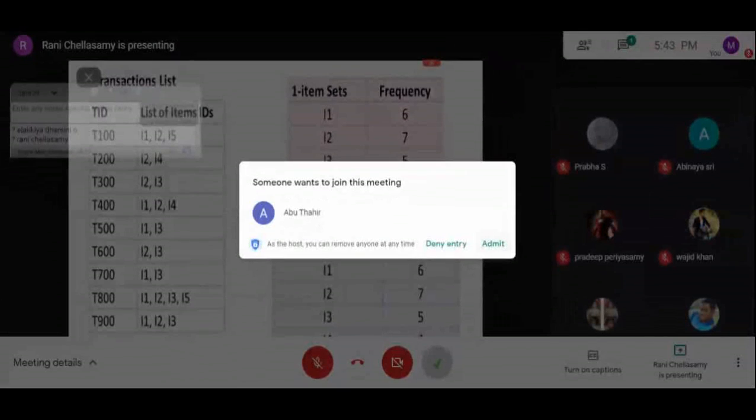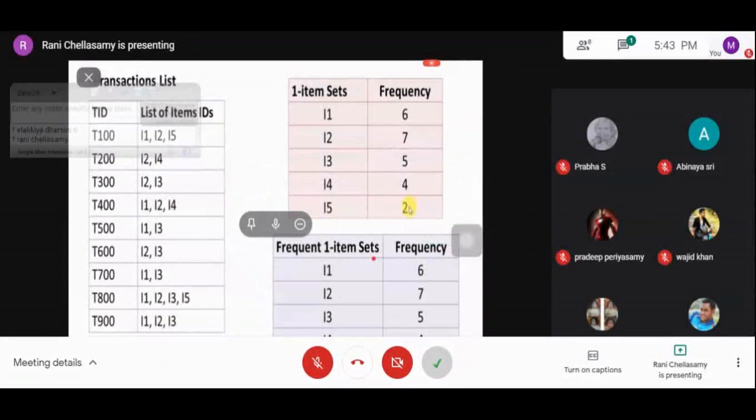So we have to take all the items in the second table, that we call the frequent one item set. So if the item is appearing below the minimum support threshold value, you have to remove or prune that particular item set. So this is not such a case here. Okay. So we take all of the above table as the frequent one item set.